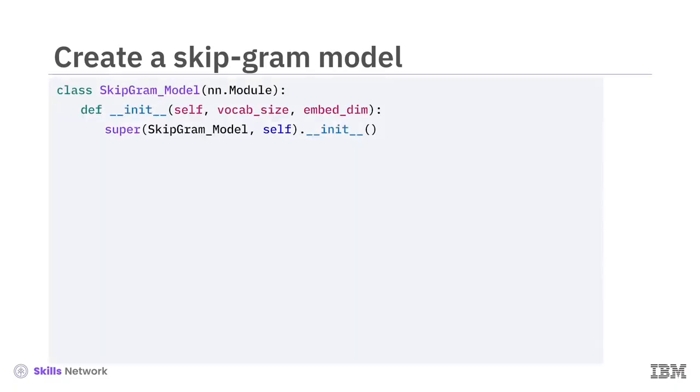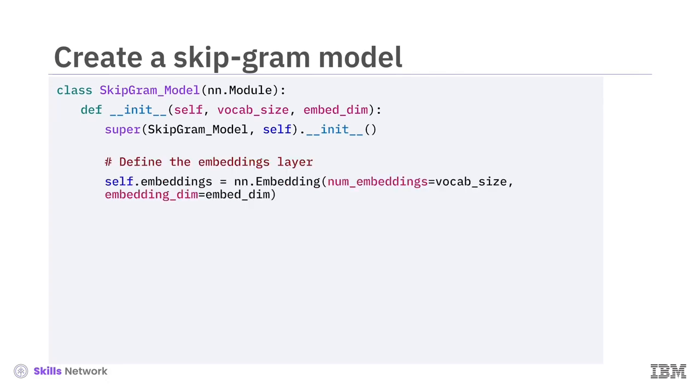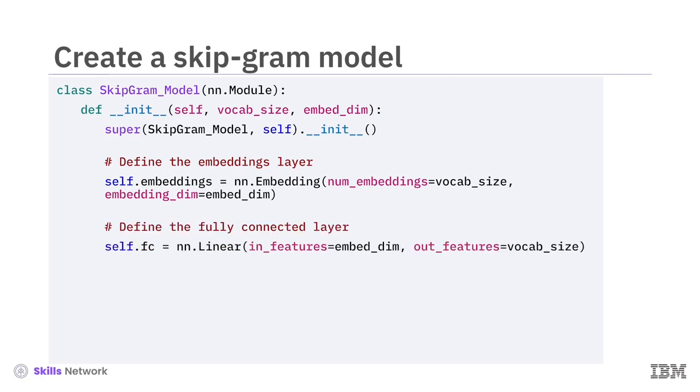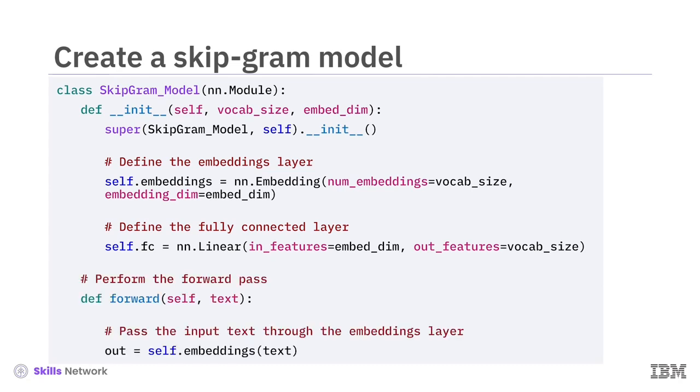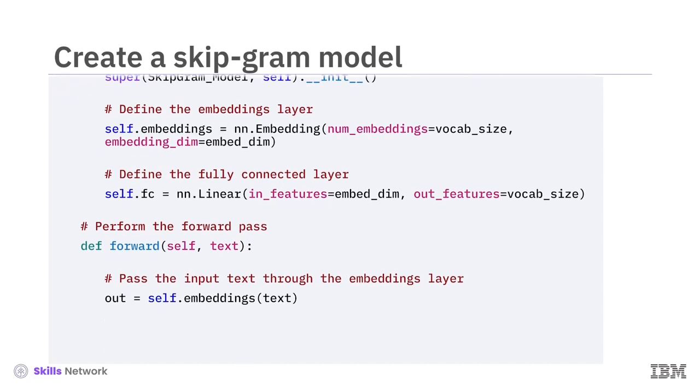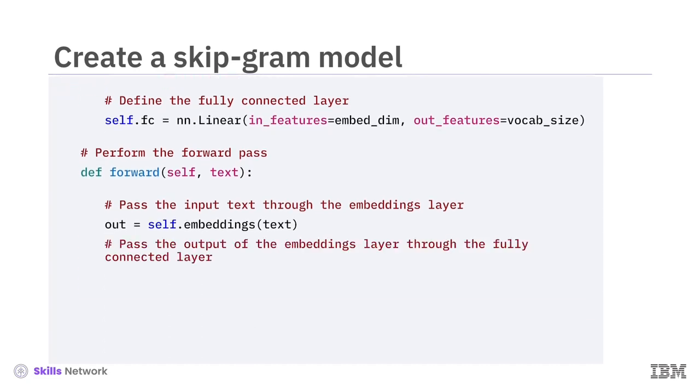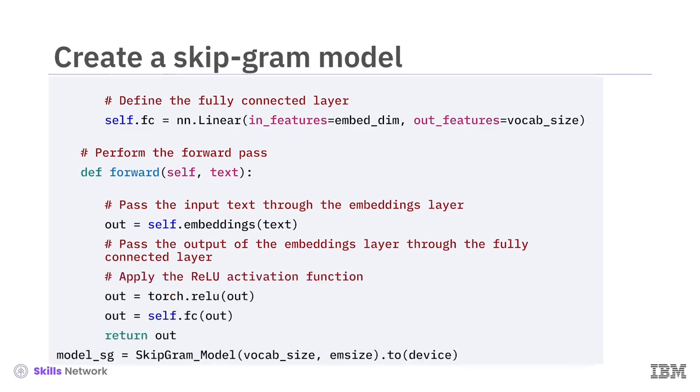Let's take a look at the skipgram model in PyTorch. To create a skipgram model, first, you will initialize it. Then you will define the embeddings layer using nn.Embedding, which creates word embeddings for the given vocabulary size and embedding dimension. The FC layer is a fully connected layer with an input dimension of embed_dim and an output dimension of vocab_size. In the forward method, the input text is passed through the embeddings layer to obtain word embeddings. Next, you will apply activation and linear layers. Finally, you will create an instance of the skipgram model.